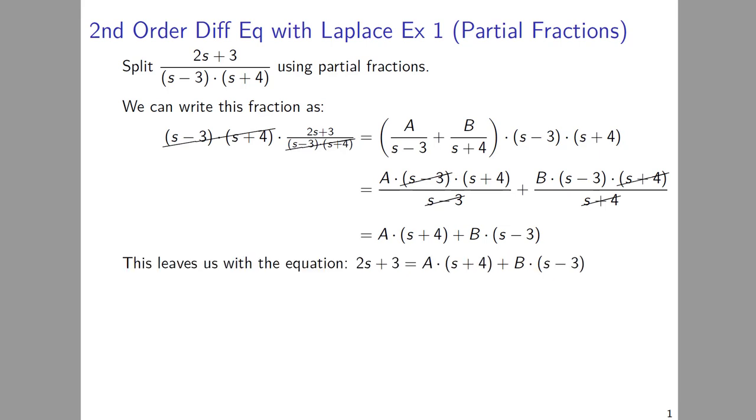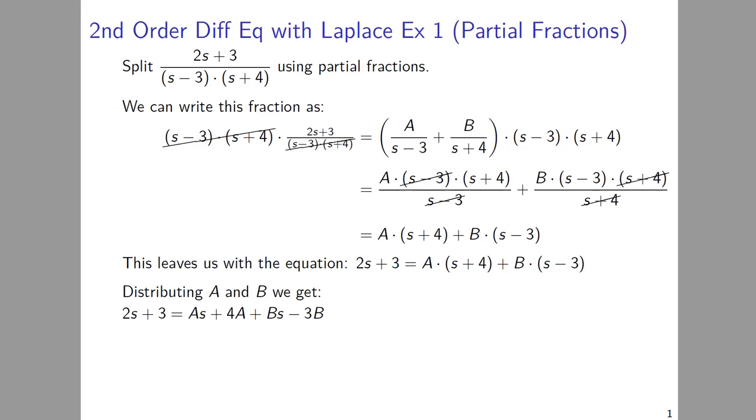Combining this leaves us with the equation 2s + 3 = A(s + 4) + B(s - 3). To figure out what A and B are, we need to distribute the right-hand side. Distributing A and B in their respective terms gives us 2s + 3 on the left still, and A times s plus A times 4 plus B times s minus 3 times B on the right-hand side.